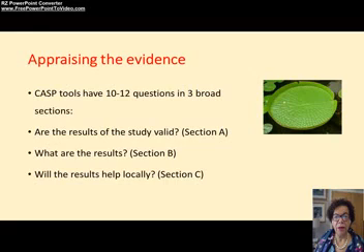CASP tools have 10 to 12 questions depending on the study type, and these are in 3 or 4 broad sections. Section A questions are determining whether the results of the study are valid. Section B seeks to identify whether the study is methodologically sound, and Section C assesses the results of the study. Section D assesses the question, will the results help you locally in your country, area of study, patient base?